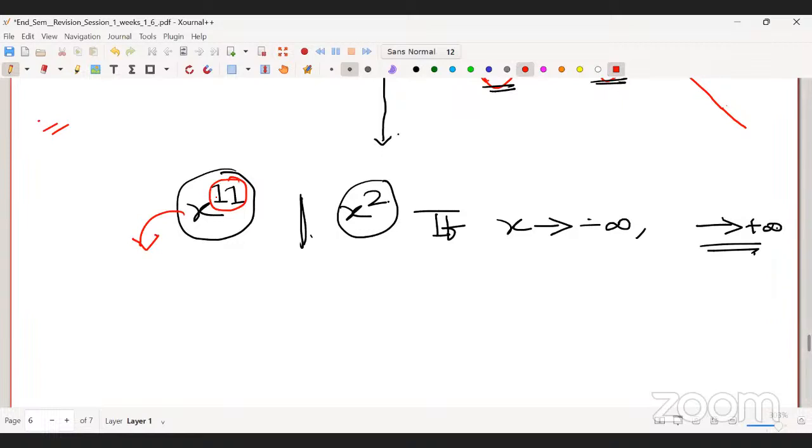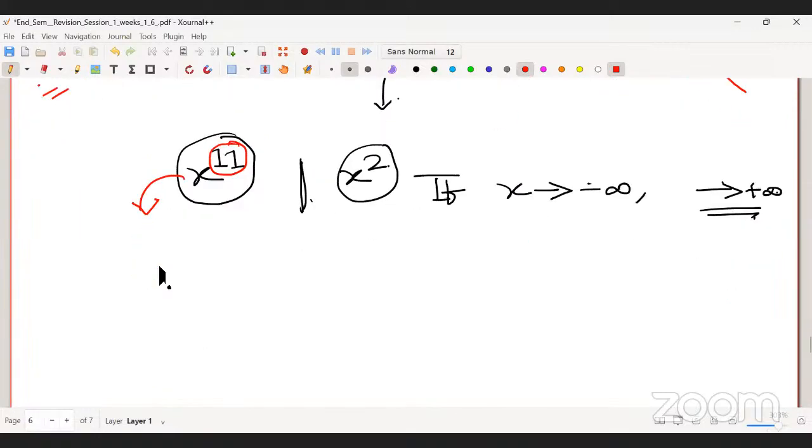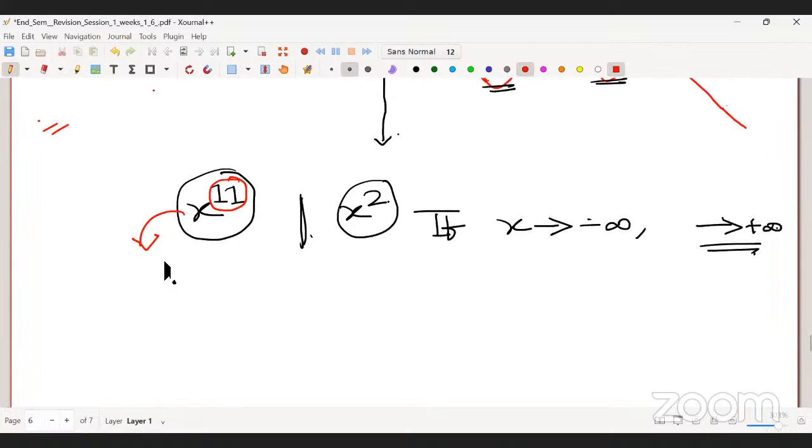Okay, anything else? No, sir. So one more thing, sir. Does end behavior, if it is plus x power 11 or minus x power 11, when x tends to minus infinity, will y tend to the same thing? No, if you take x power 11, and the other is minus x power 11, that is what you are asking, right?